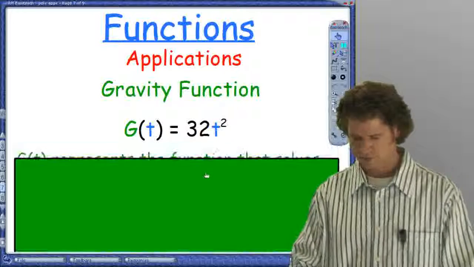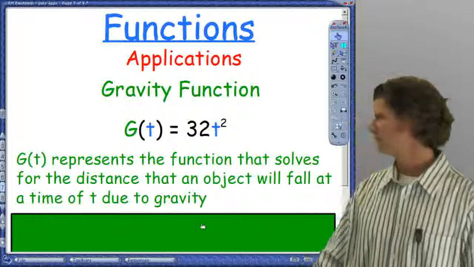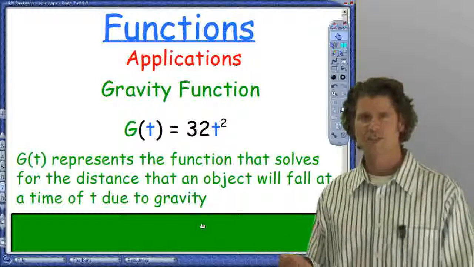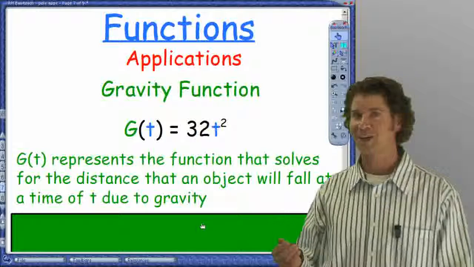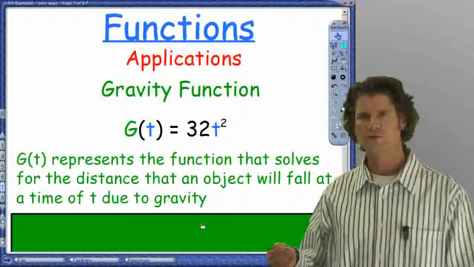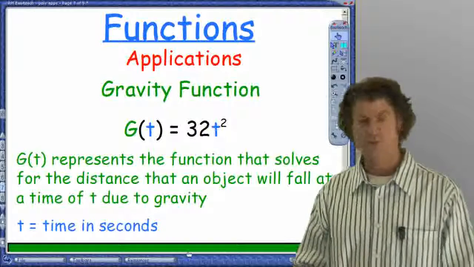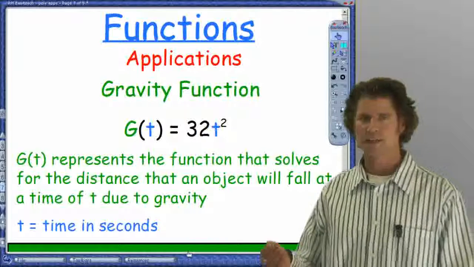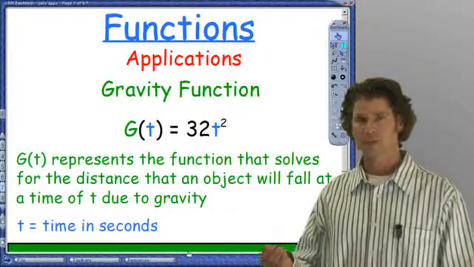And for this particular function, g of t, of course, represents the function that solves for the distance that an object will fall at a time of t due to gravity. Basically what it means is drop something, disregard air friction, disregard hitting something on the way down. This function will find out how many feet that object is trying to move due to gravity at a time of t. And t for this function we're going to be using seconds. So our gravity function, 32t squared, is really representing how far an object is trying to fall because of gravity in a time of t seconds.